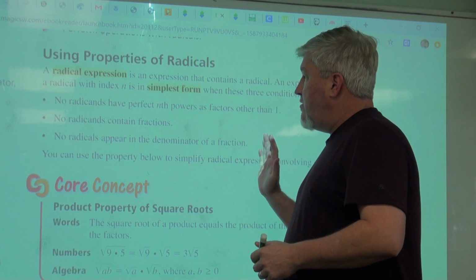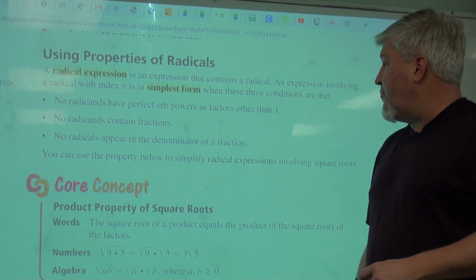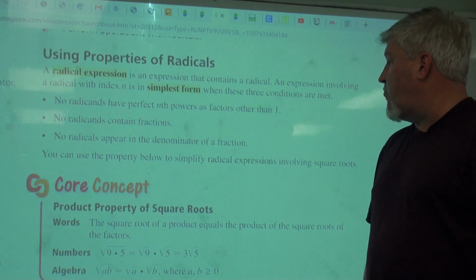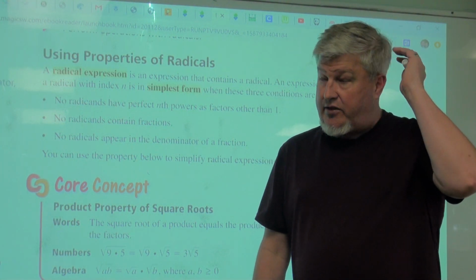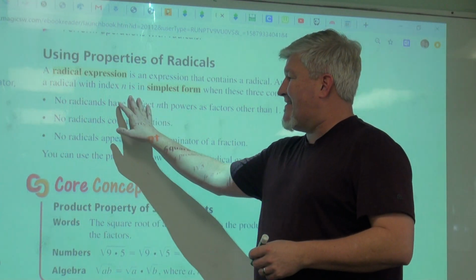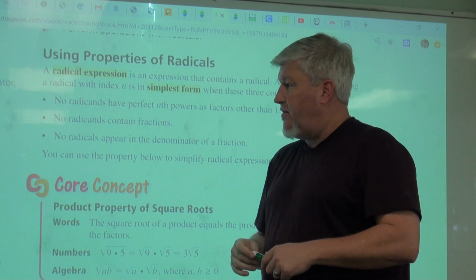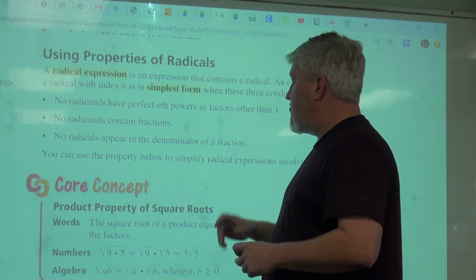So, the first thing it says here is a radical expression is an expression, a mathematical phrase, that contains a radical. It contains a root, like a square root sign. It's called a radical expression. An expression involving a radical with an index n, remember n is the power of the radical, is in its simplest form when these 3 conditions are met.